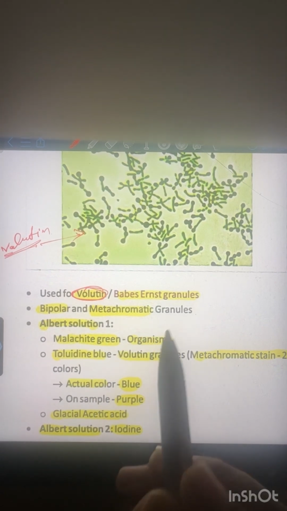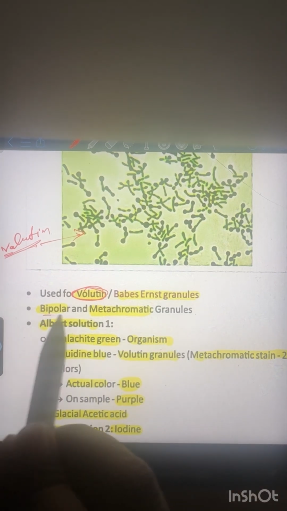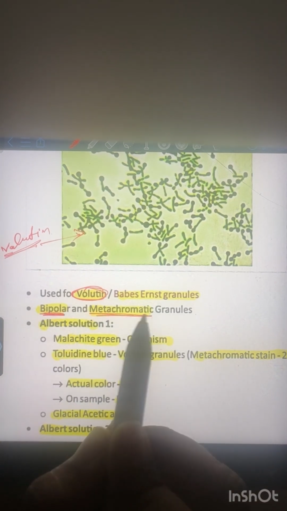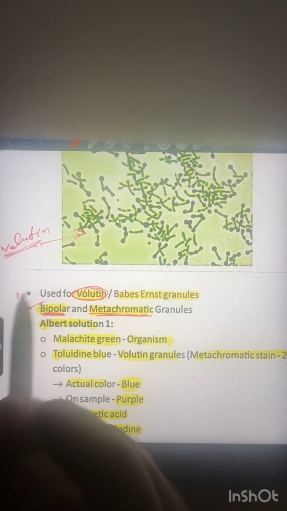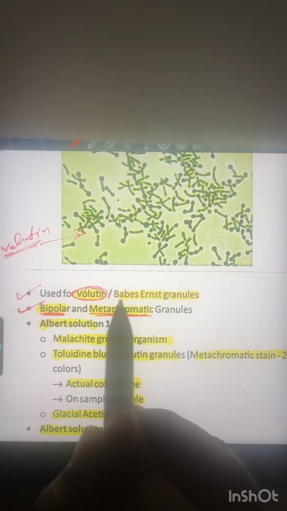Bipolar and metachromatic. What is bipolar? See, they are present at the two poles. They are always present at the two poles. So bipolar and metachromatic is what you have to know. So what is this Albert stain? I learned it as TIM, but there are two ways of learning this stain, right?